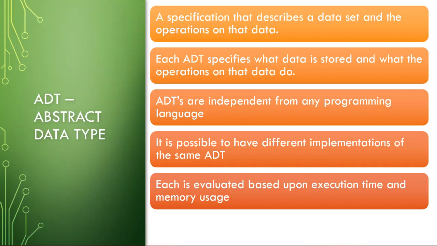Now, coming back to that term we had earlier on, we talked about data structures and the fact that they have operations associated with them. You remember we have this term ADT, or abstract data type, which is just, again, that when we talk about a data structure in general beyond languages, we talk about it of that it has data that stores, but we talk about the operations that we use to access that data. So again, ADT, a specification that describes a data set and the operations on that data. Each ADT specifies what data is stored and what the operations on that data do.